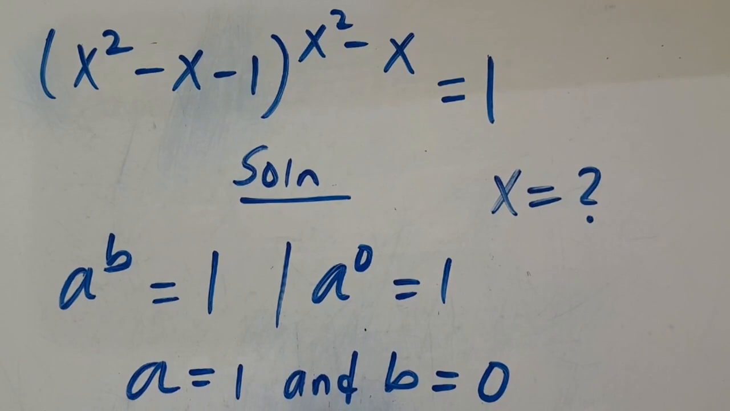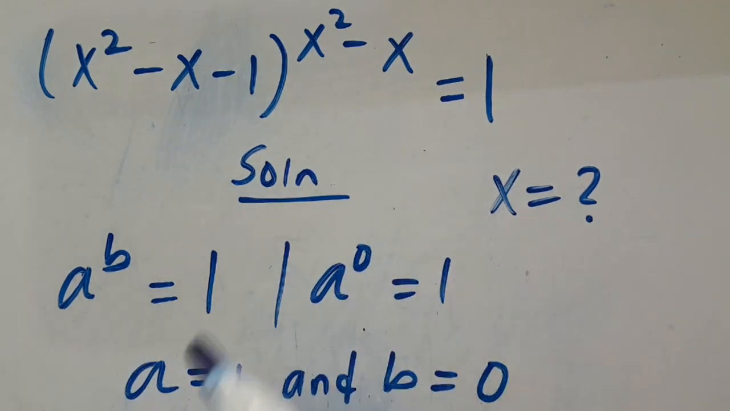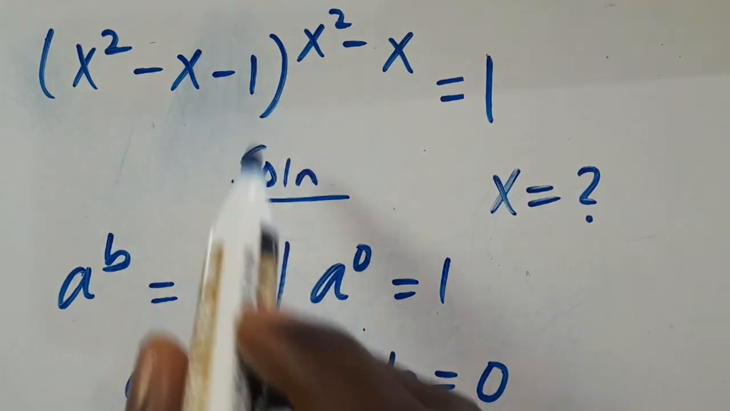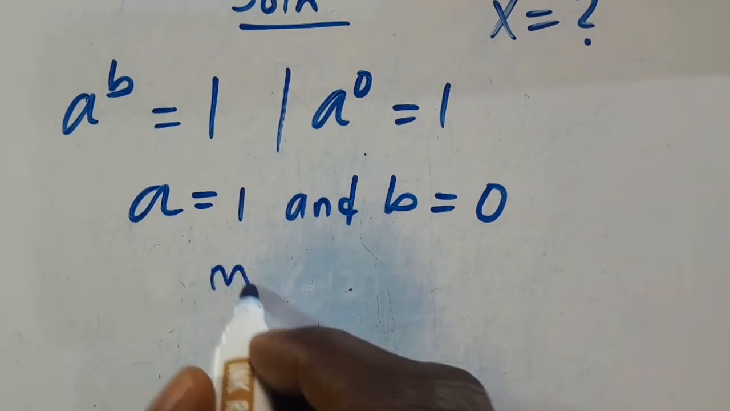Then let us now recall from here, when we make the comparison of this expression with this, we are going to realize that our a equals x² − x − 1 and everything equals 1. So let's say method 1.